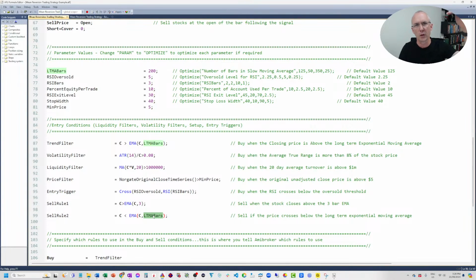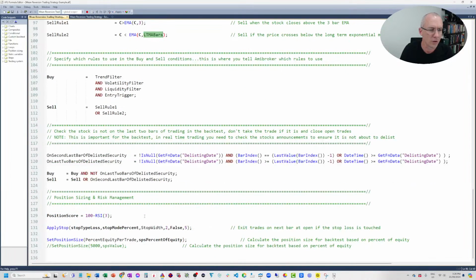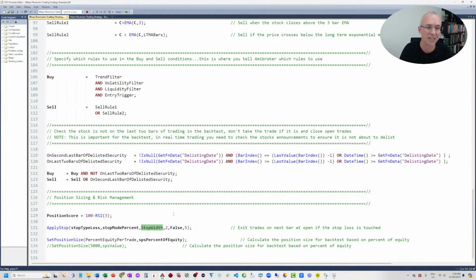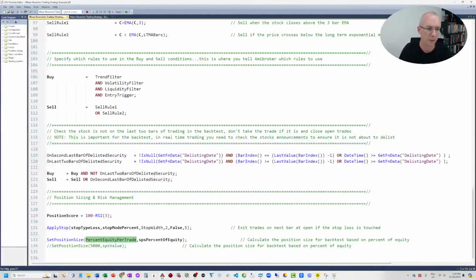So basically, if the stock dips and then keeps dipping and then it ultimately ends up in a downtrend, we want to get out. So they're the main rules. We've also got a fail-safe stop loss here, and that stop loss is 40% wide, so it's a really wide stop loss. It's a next bar on open stop.